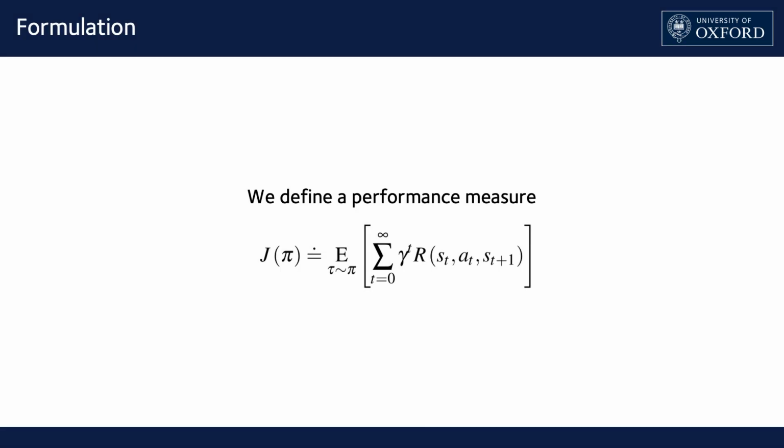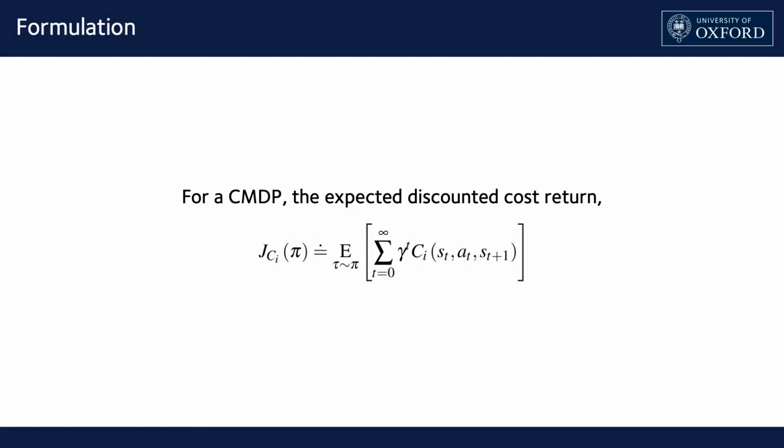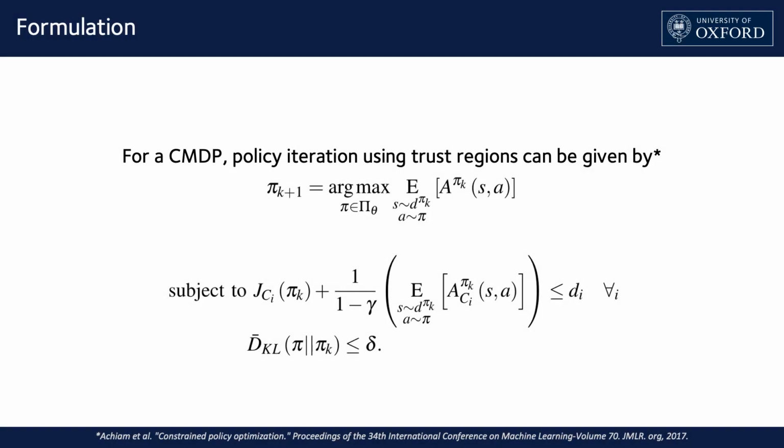In order to solve the RL problem, we introduce a performance measure as shown on the current slide. Here, pi represents the control policy, tau denotes a trajectory dependent on pi, and gamma represents the discount factor. For a CMDP, we further define the expected discounted cost return as shown here. For a CMDP, policy iteration using trust regions can then be defined as the optimization problem subject to cost and KL divergence constraints as shown here.